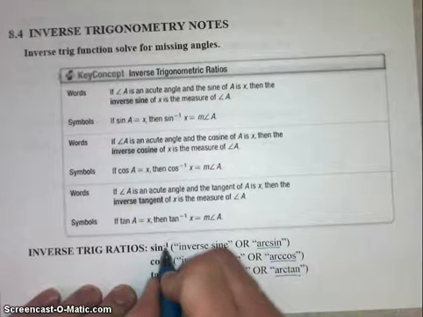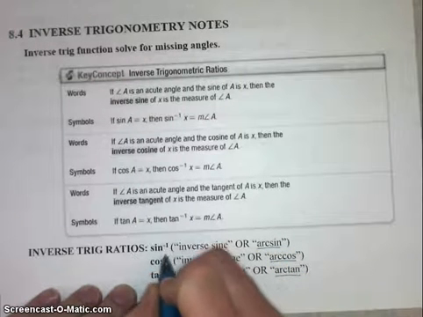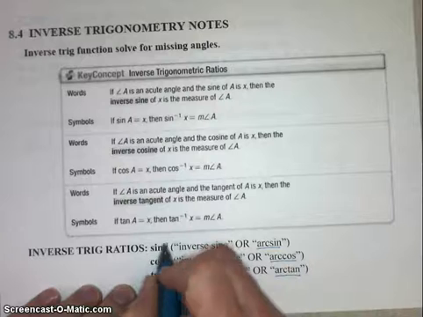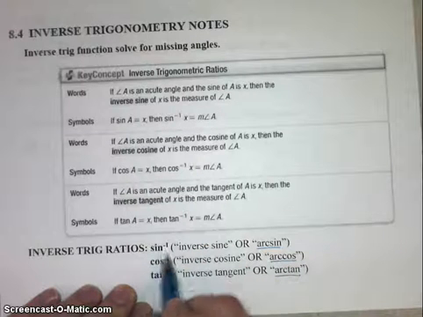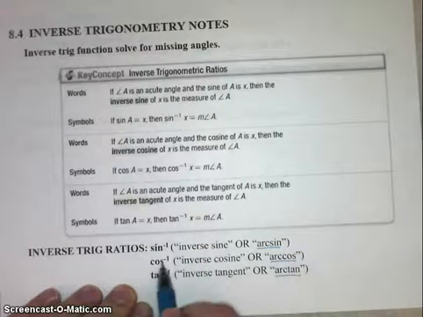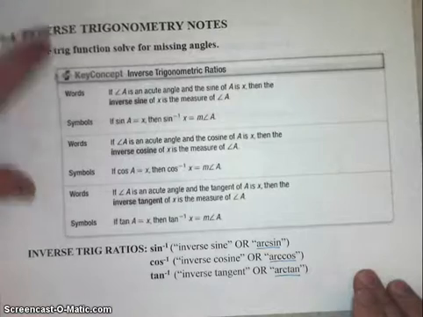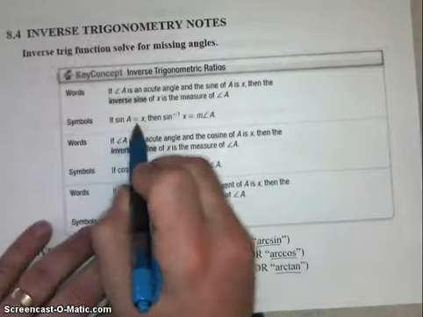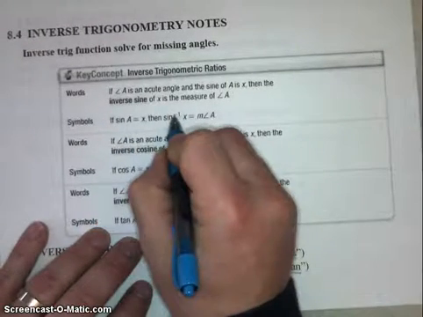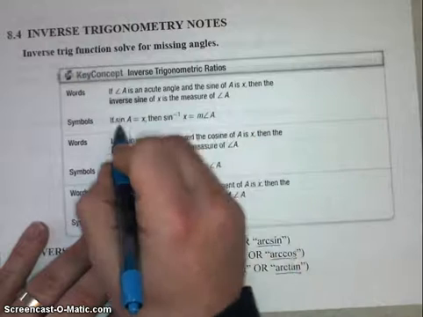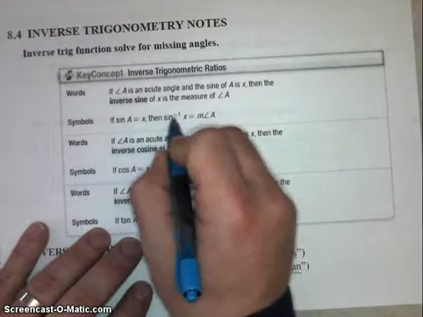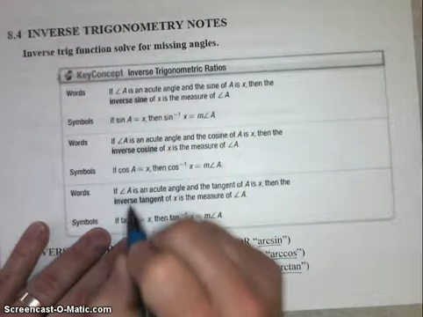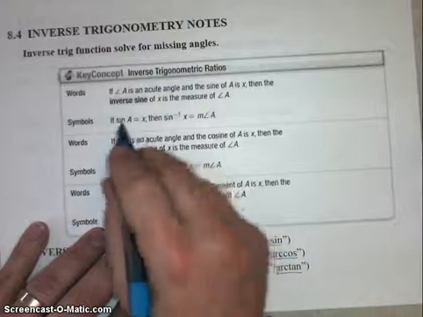Okay, sine to the -1 power is what that looks like, but we're not using negative exponents at all. We are just using that symbol to represent inverse sine, inverse cosine, inverse tangent. Okay, so if the sine of angle A equals x, then the inverse sine of x equals the measure of angle A. Okay, and we get that this way.